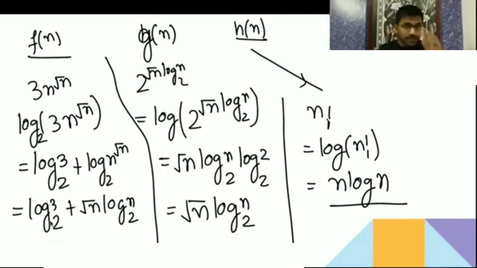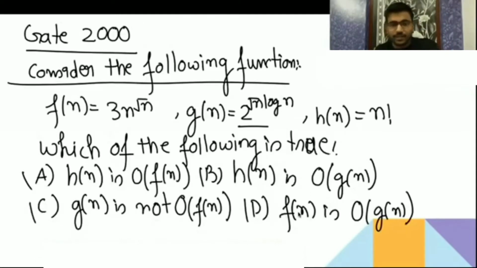Okay. Now see the options. Hn is the greater one. They are asking which of the following is true. Hn is smaller than Fn? No. Hn is not smaller than Fn, it is false. Hn is smaller than Gn? No. Hn is the biggest one, so Gn is not greater.